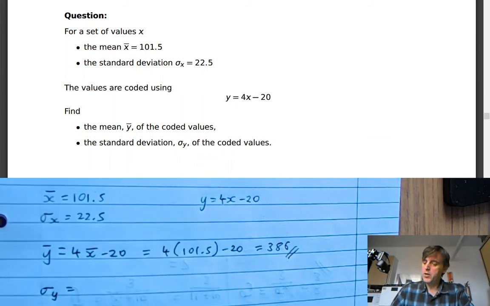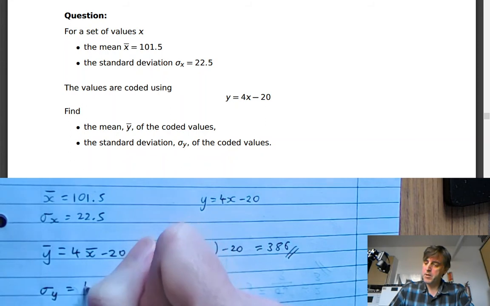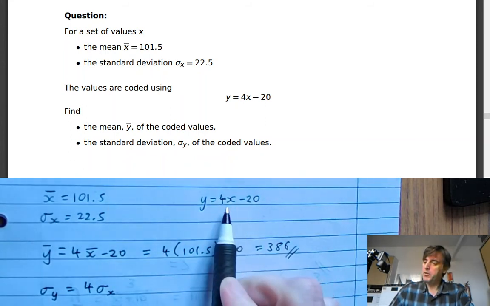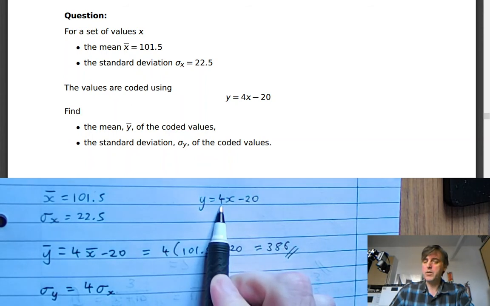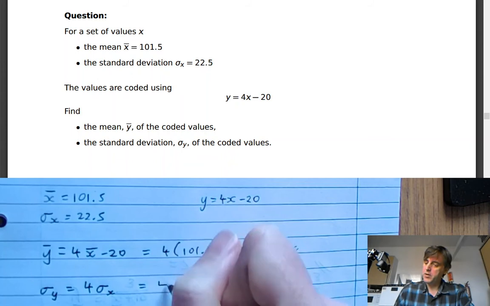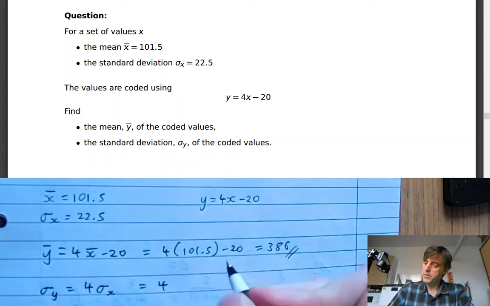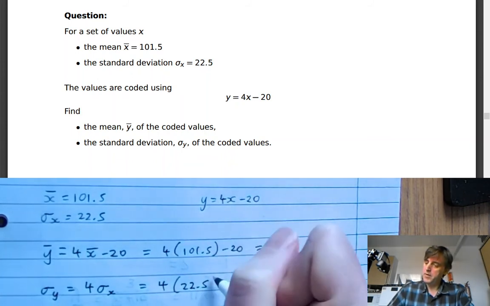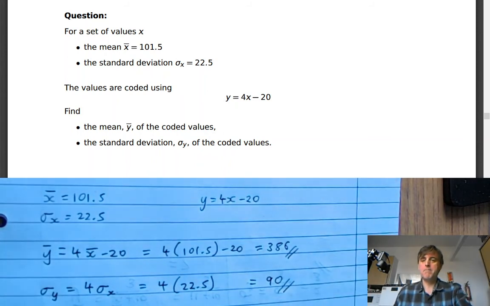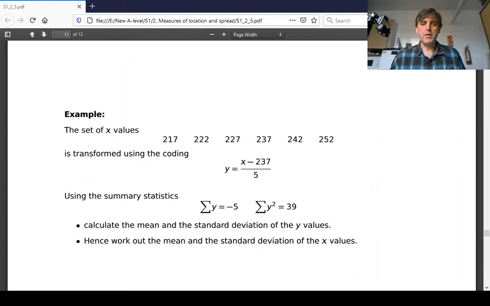Okay, what about the new standard deviation? The new standard deviation, well, that's going to just be 4 times the old standard deviation, and that's it. Because, of course, the multiplying does affect the standard deviation, but the subtracting does not. So therefore, our new standard deviation is going to be 4 times the 22.5, which I think is 90. How are we doing with it so far? I hope we're following what's going on here.